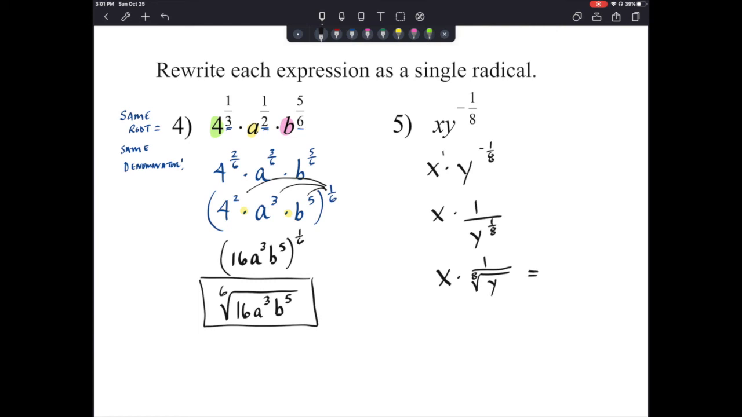And now let's just combine it into one expression. We have x over the 8th root of y. We've got it written as an expression with a single radical.